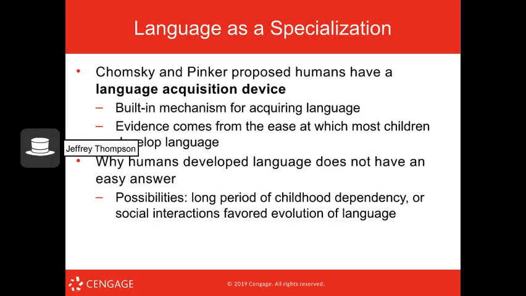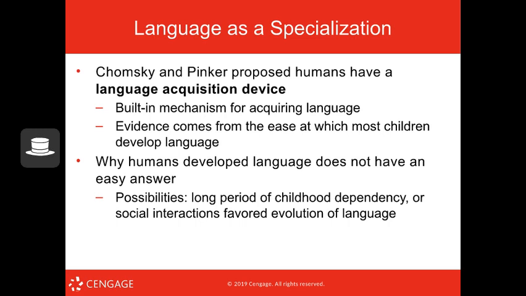Then we have the idea of language as a specialization. Chomsky and Pinker propose that humans have a language acquisition device. Basically, there's something in our brains that makes us very responsive to learning language. We talked about critical periods a moment ago, right? Children are able to learn language very easily, especially early on in their development.